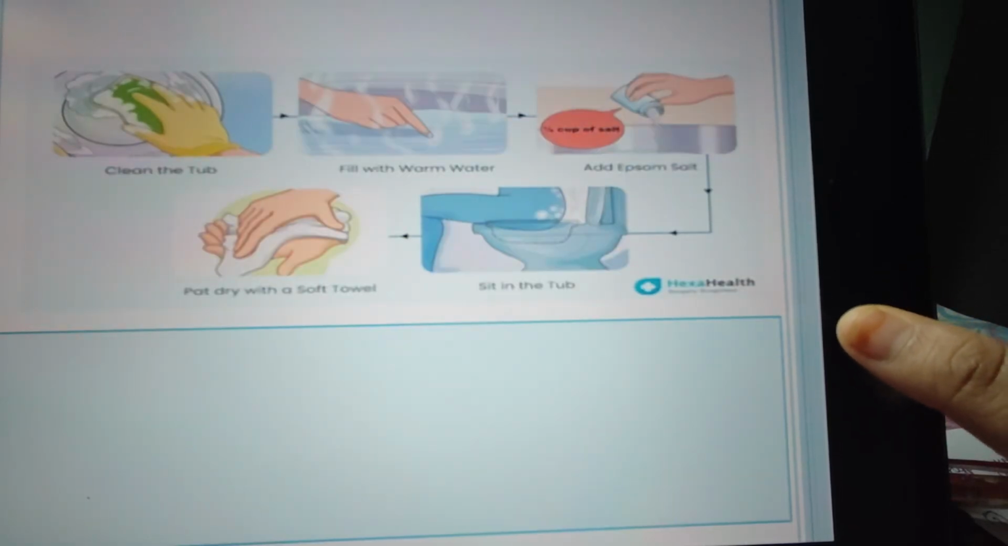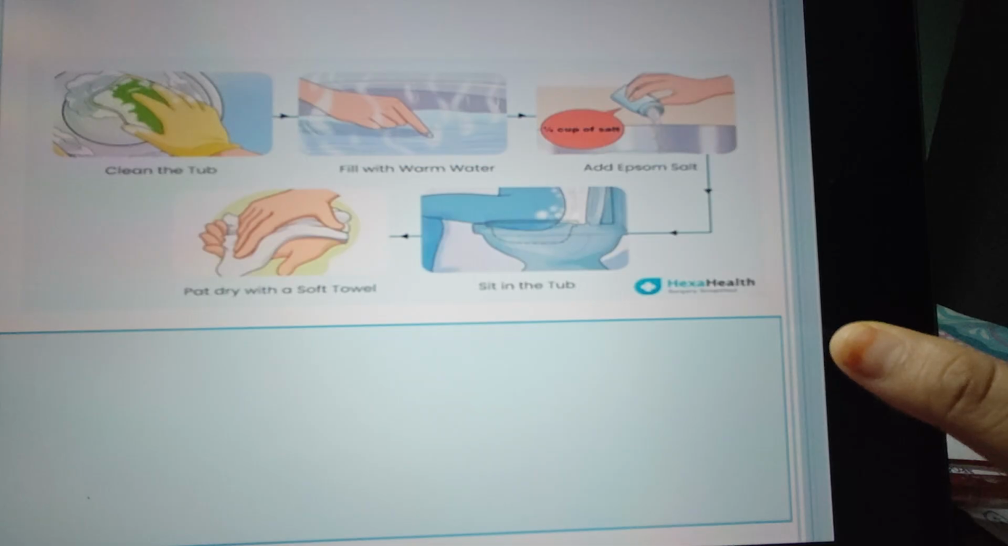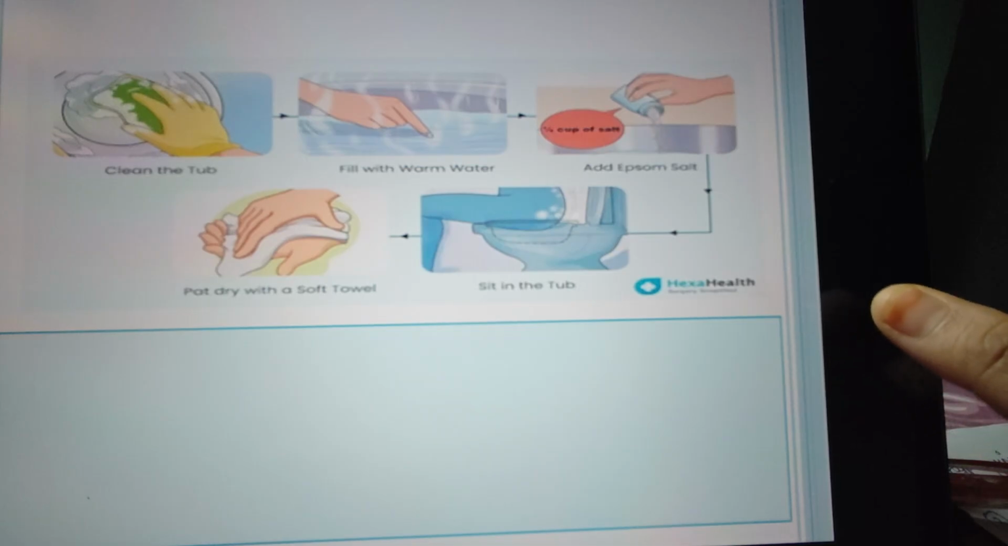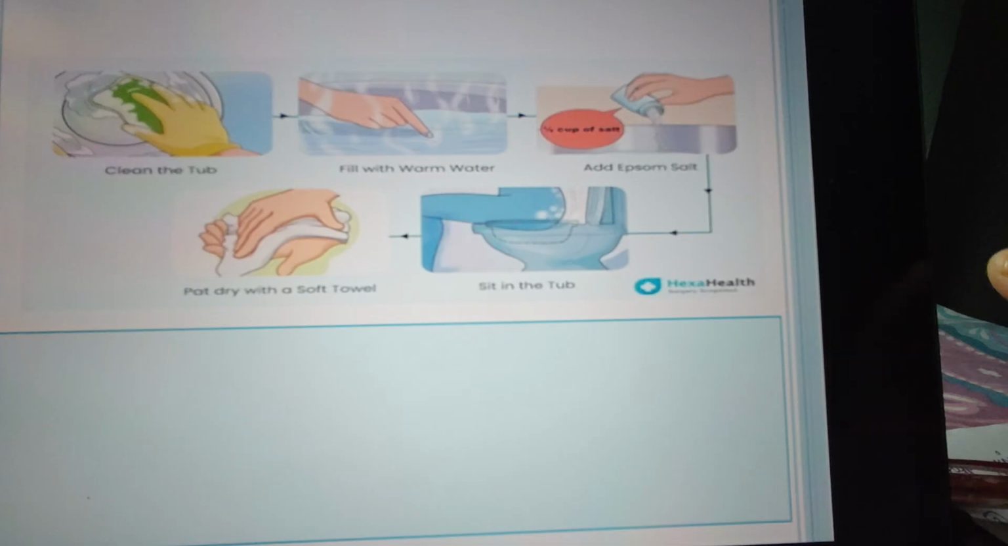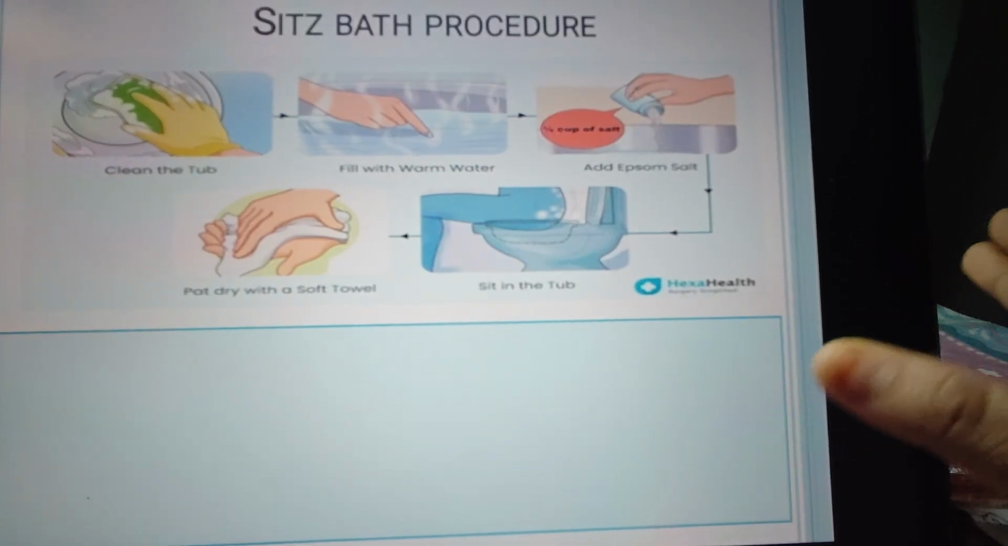So this is a procedure explained. What is this procedure? We first have to clean the tub, then fill it with warm water, and then add around 1/4 cup of Epsom salt, and then we sit in the tub, and after sitting for around 5 minutes, we pat dry with a soft towel. So what is this procedure known as? This is a sitz bath.